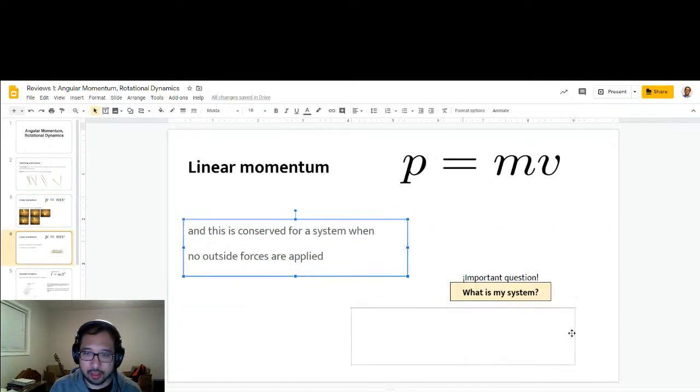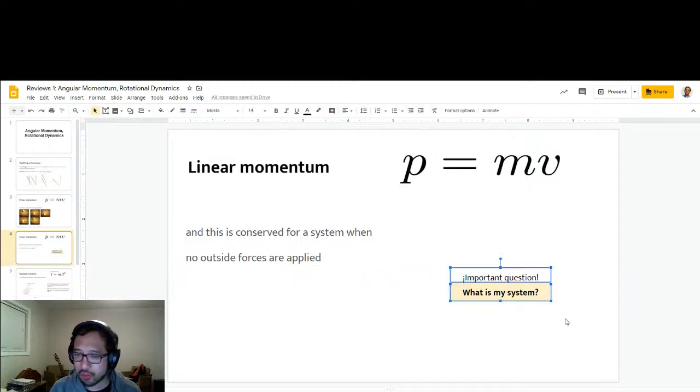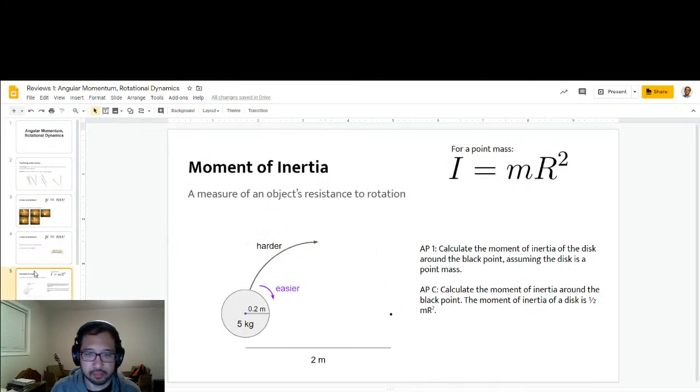Okay. Again, I just want to repeat that it's very important we understand that we have to ask the question, what object or group of objects are we looking at the momentum for? Because we can't apply the conservation of momentum principle unless no outside forces are applied.